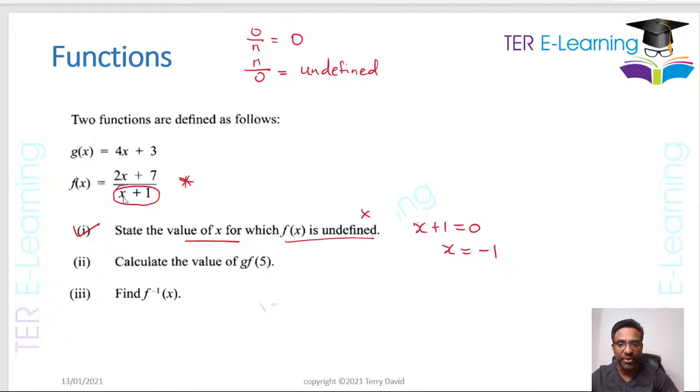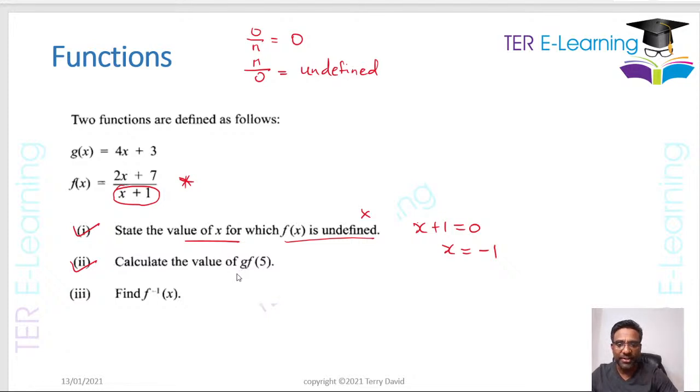So keep that in mind. When you have a function that looks like this, and they want you to find the value for which the function is undefined, just put the bottom part of the expression equal to 0 and solve for x. That's it.